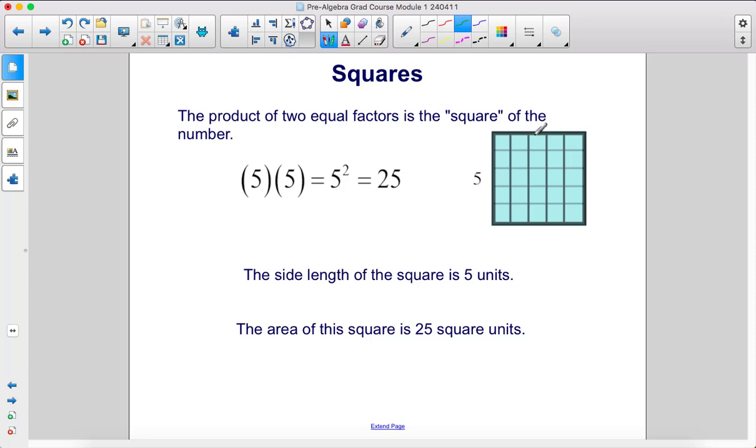So here we have a square where the length of the sides is 5. So 5 times 5 gives you the area of the square. There are 25 little squares inside of the big square. The side length of the square is 5. Therefore, the area of the square is 25.